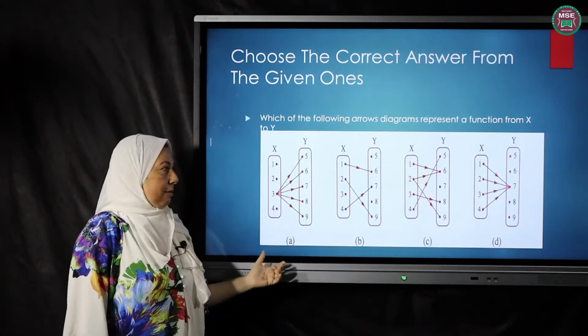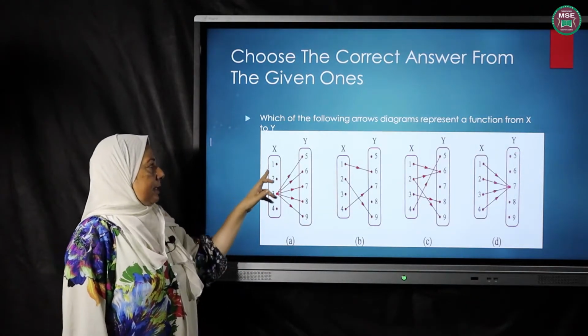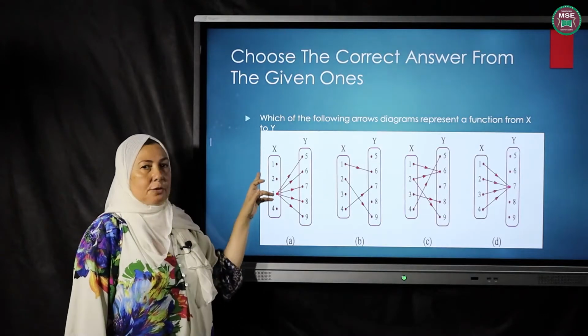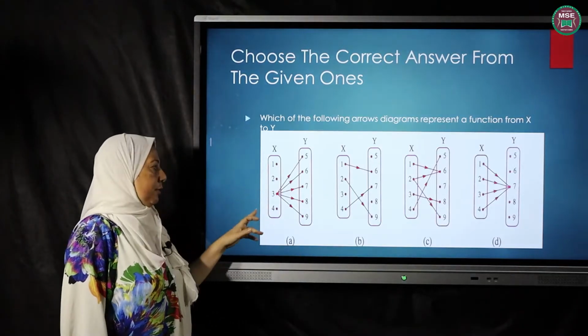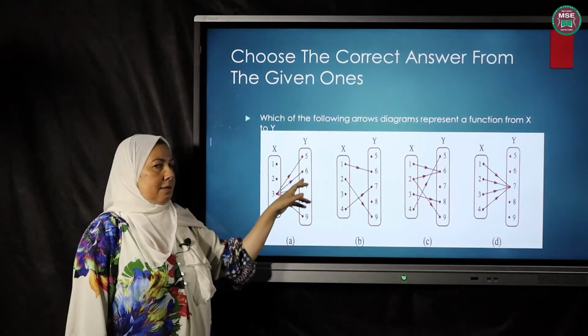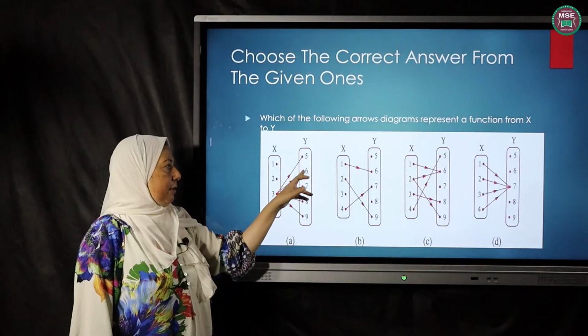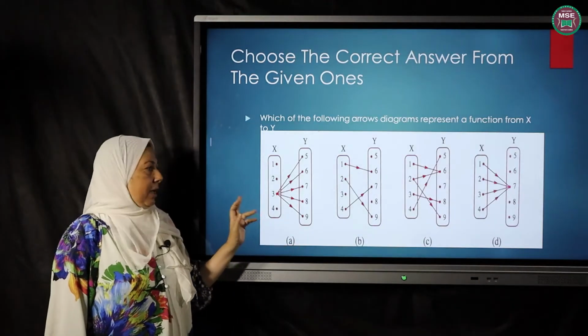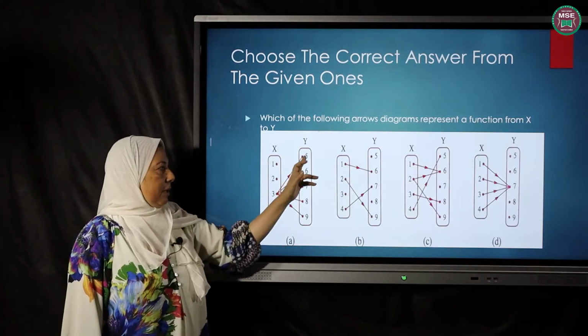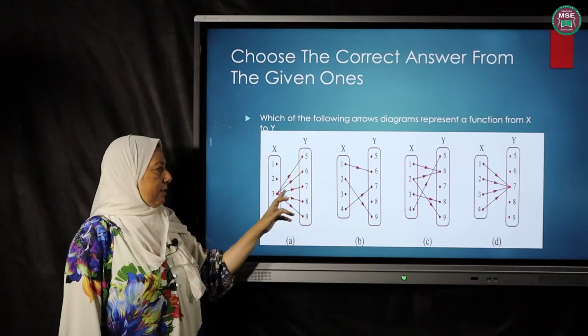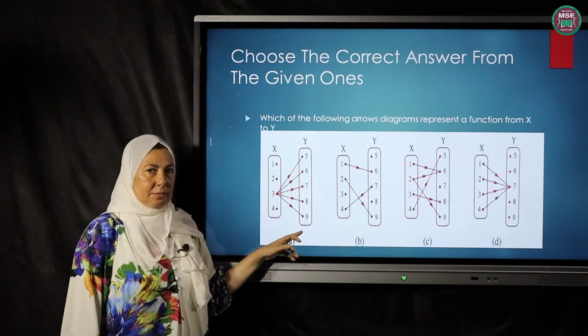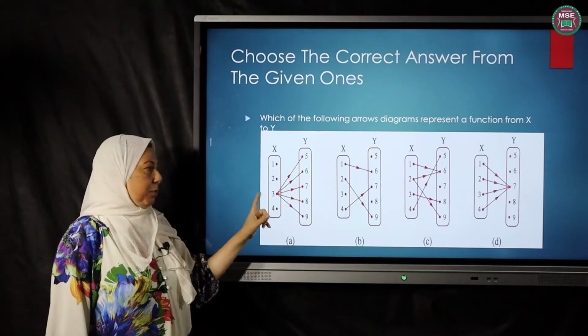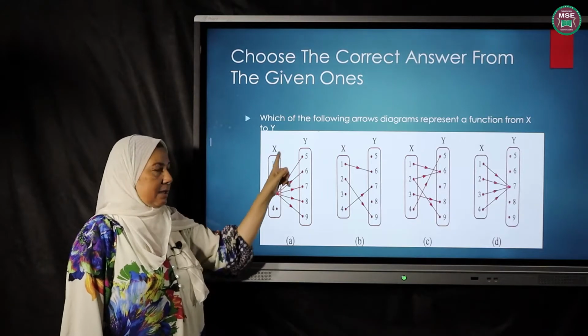Figure A. Set x has four elements: 1, 2, 3, 4. The second set y has five elements: 5, 6, 7, 8, 9. The relation is between 3 and 5, 3 and 6, 3 and 7, 3 and 8, 3 and 9. Only element 3 has a relation with the second set.